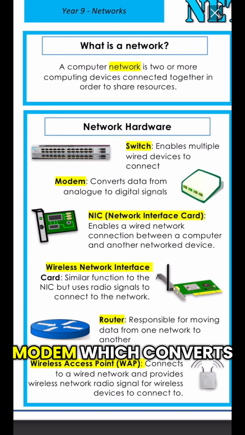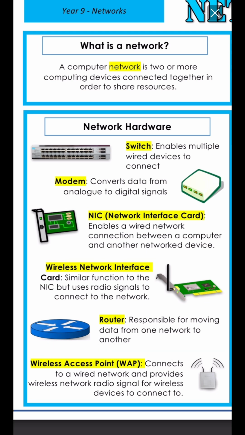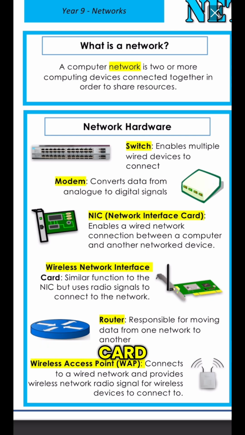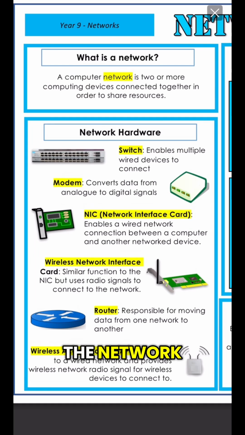You've got the modem, which converts data from analog to digital signals. A little bit old school this, it's like when you had dial-up internet and it used to connect to a phone line. You've then got the network interface card. These slot into the back of a computer and they allow connection between a computer and other devices on the network. Below that, you've got the picture with the little antenna on it, and that's a wireless network interface card, which is quite similar, but it uses radio signals to connect to the network.